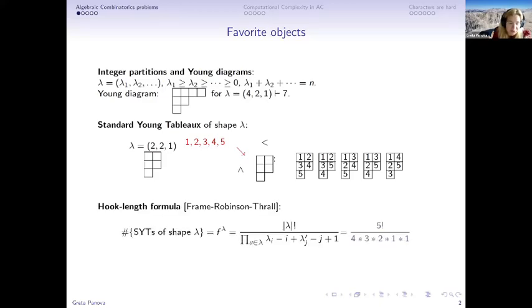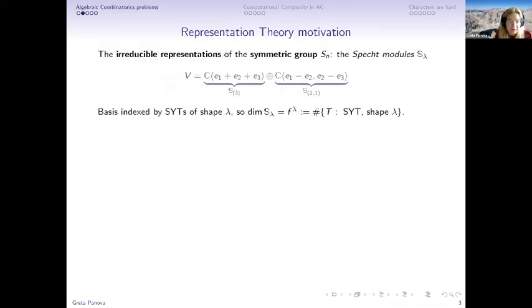The number of standard Young tableaux is famously counted by the hook length formula. I'm not going to go into the details of what it says, but it's an exact product formula. So that's the best thing that one can get in terms of an answer in algebraic combinatorics, right? So where does this come from? It originates in representation theory.